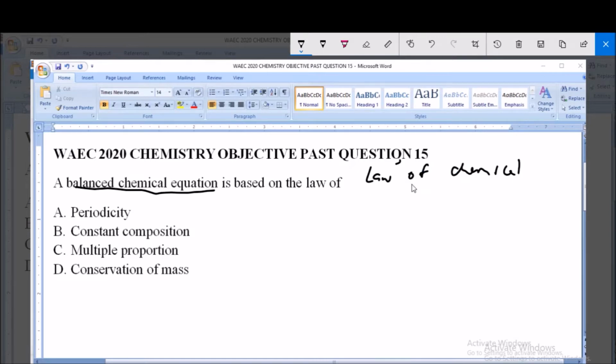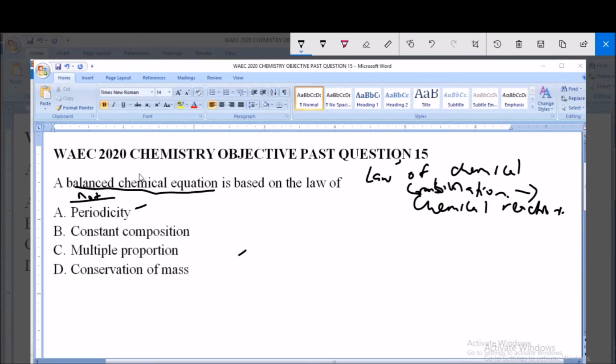chemical combination, and basically the laws of chemical combination are certain laws or principles guiding chemical reactions. So right here we have some laws of chemical combination. So let's see which of them the balanced chemical equation is based on. So the law of periodicity, the first thing to note about this is that it is not a law of chemical combination.